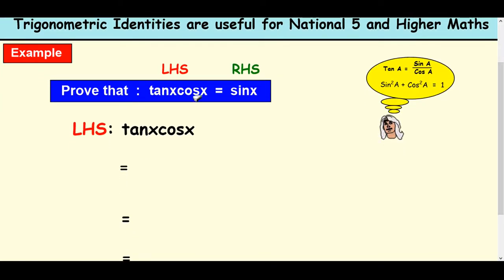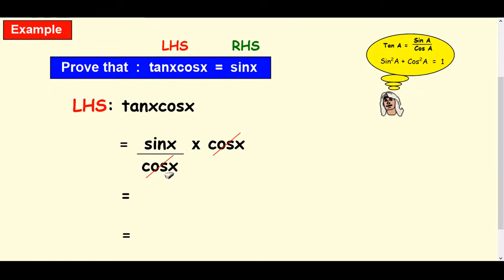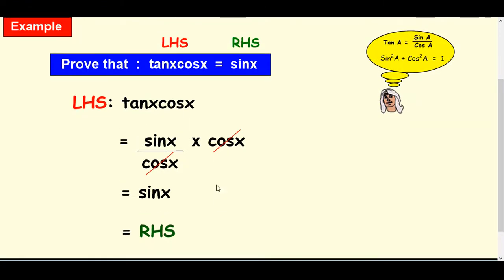Prove that tan x cos x is equal to sine x. So the left hand side is tan x cos x. We've got that written out, and I'm trying to get sine x. Now I'm noticing there's no tan x in the right hand side, so I'm going to substitute in sine x over cos x. So notice I've just substituted that in there. And then what I can do here is, because I'm multiplying by cos x and dividing by cos x, they will cancel out, because multiplying and dividing by something are opposites. So I'm just going to be left with sine x, and I've got my right hand side.